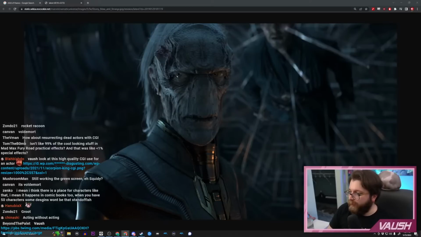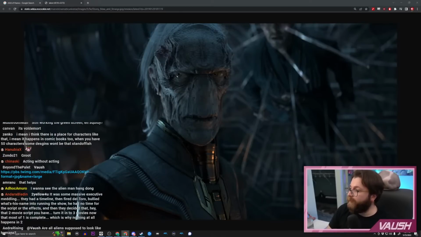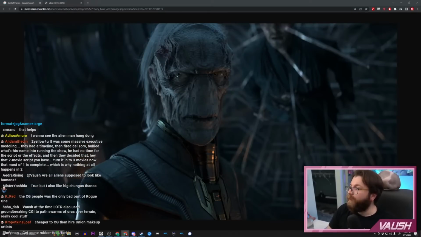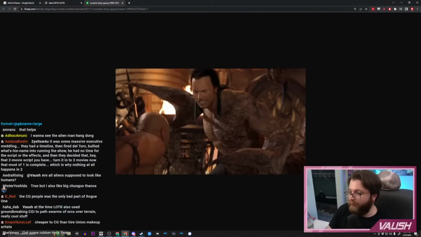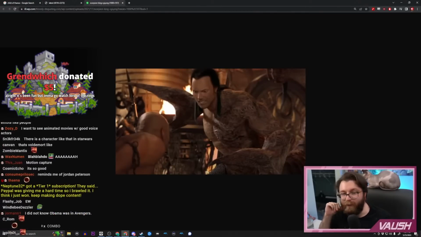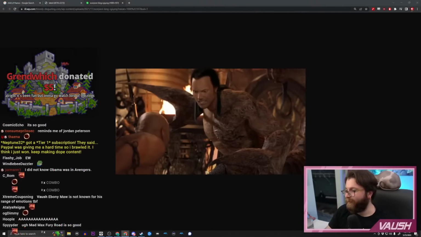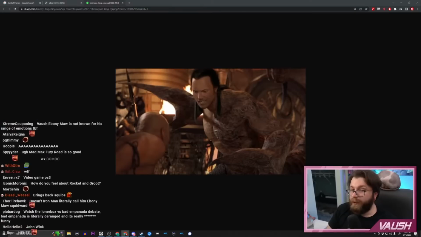Yeah, this is one of the reasons why Mad Max Fury Road is so good. Heavy use of practical effects. Okay, well, this is cheating. Everyone knows about the Scorpion King looking like shit. That's cheating. We all know about this one. Ebony Maw is not known for his range of emotions, to be fair.